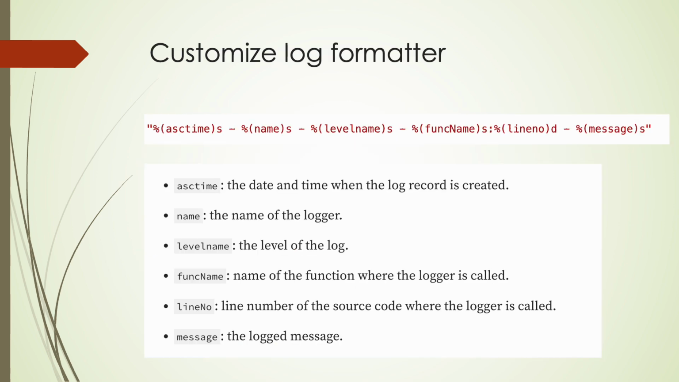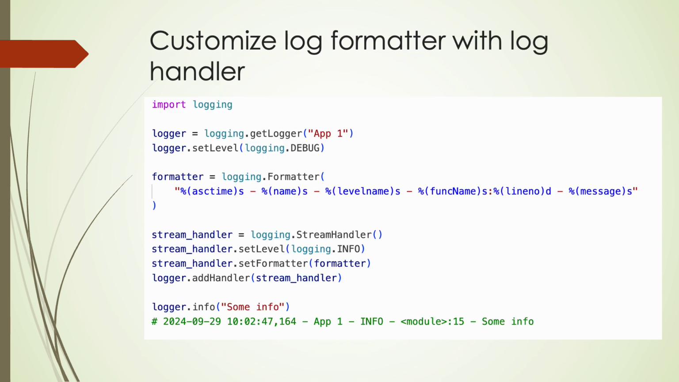In our examples above, only the log level, logger name, and log message were logged. We can customize the log formatter to let the log message contain more details. A commonly used formatter is like this one. The formatter uses the percent sign string formatting in Python. The meaning of each field of the formatter is explained here. However, it turns out we can't add a formatter to a logger directly. We need to create something called a log handler and add the formatter to a handler instead.